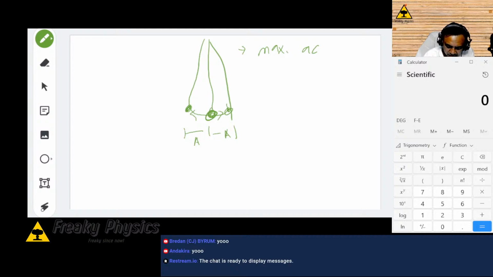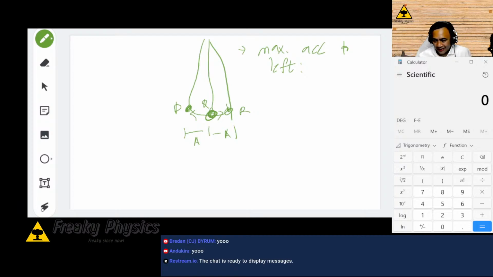Let's call the points P, Q, R. This is point P, this is point Q, and this is point R. Where do you find maximum acceleration to the left? P, Q, or R? I thought Q. No, it's not Q.